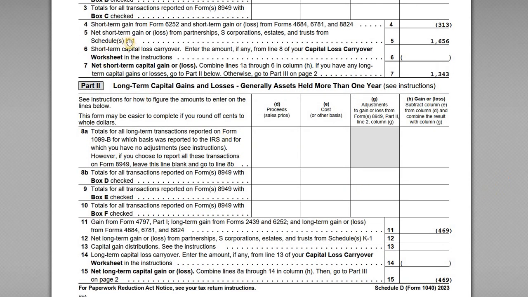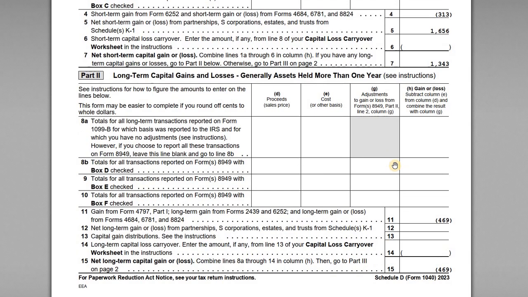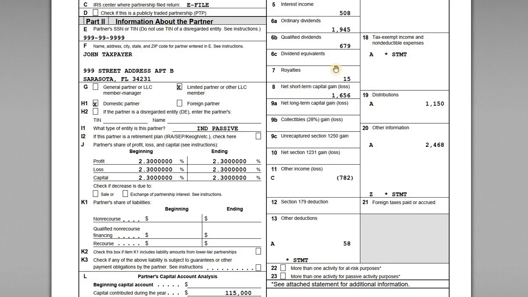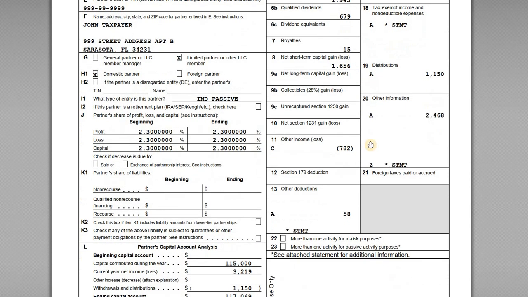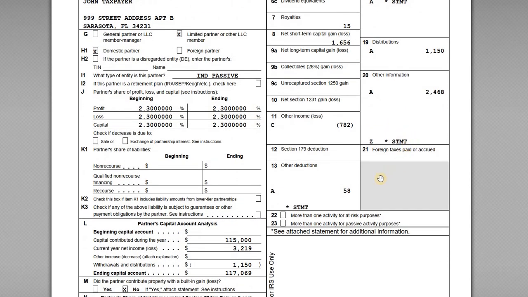So we have line 5, net short-term gain or loss from partnerships, S corps, estates, and trusts from Schedule K-1. So there's our short-term capital gain of $1,656. If the fund had any long-term gains passing through, that would be reported down here in Part 2 on line 12. In our case, the K-1 only shows that we have some short-term capital gains, so we've only had to report short-term capital gains on Schedule D.